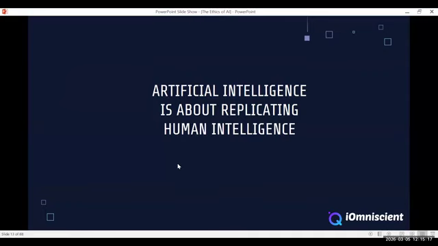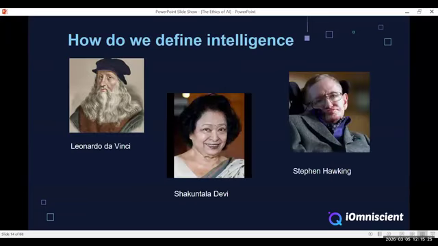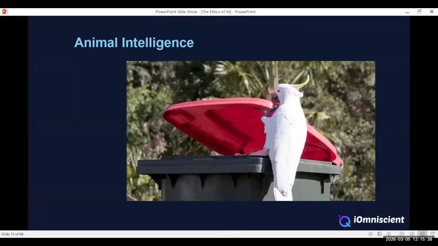So what is AI? AI is about replicating human intelligence. It's about emulating human intelligence. So, what is intelligence? When we think of intelligence, we think of people like Leonardo da Vinci, Stephen Hawking, Shakuntala Devi, and so on. But in fact, intelligence exists in all sorts of creatures.